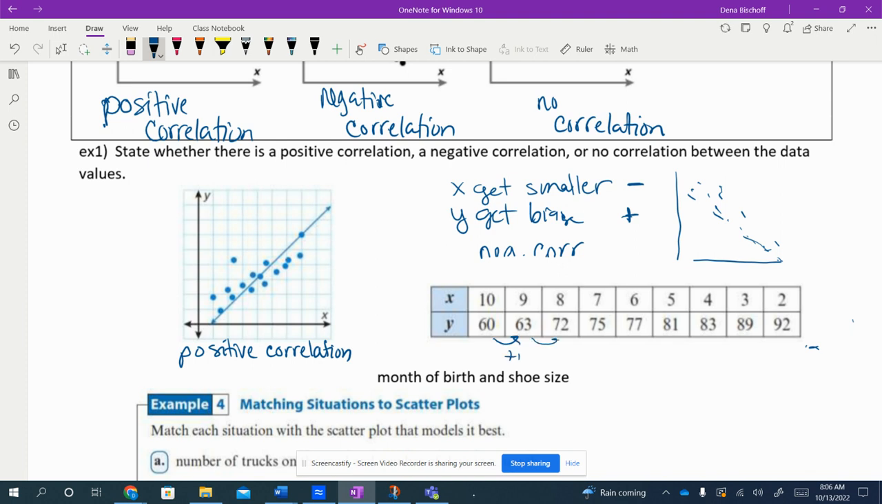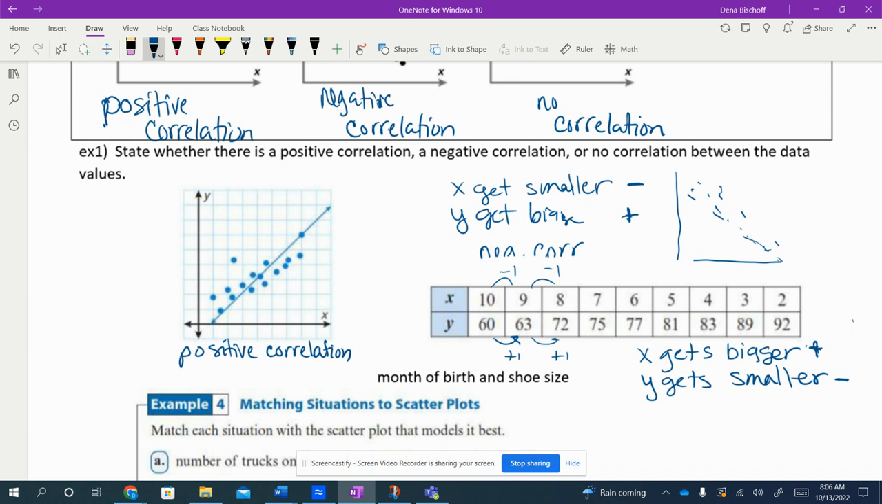Y is getting bigger, x is getting smaller. So my question is, what if x gets bigger and y gets smaller? What kind of correlation is that? Say it again, Namely. It's negative because x is getting bigger, plus, but y is getting smaller. A positive divided by a negative is a negative. A negative divided by a positive is a negative. Okay?